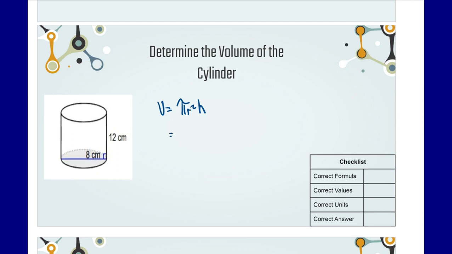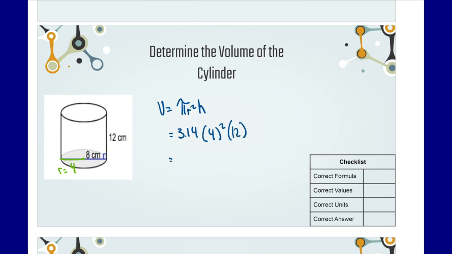Again, pi, we can write 3.14 as well. In our case, that's okay to use instead of the pi button if you don't have it, or if you prefer just typing in 3.14. We're going to multiply it by the radius. Remember, the radius is half the diameter, or from the center out. So in this case, our radius is 4. So pi times 4 squared times the height, which is 12.